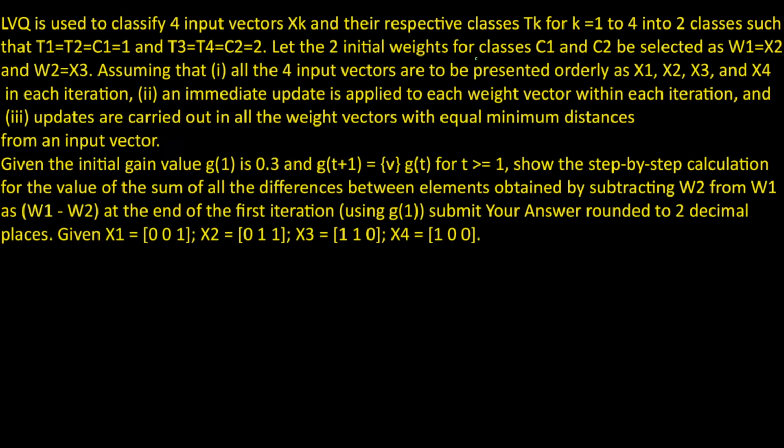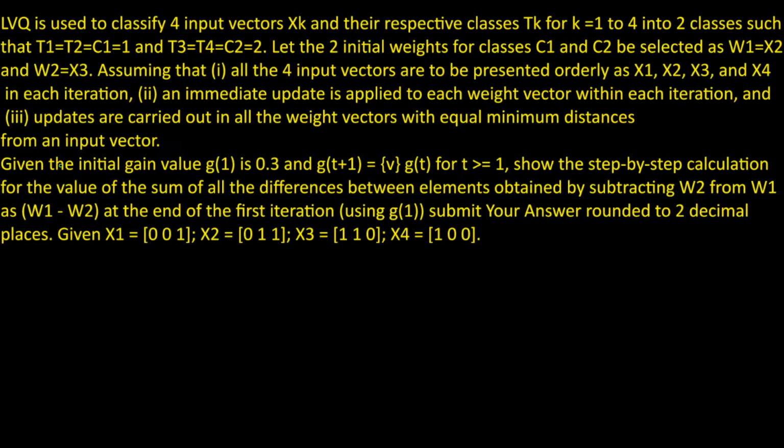Let the two initial weights for classes c1 and c2 be selected as w1 equal to x2 and w2 equal to x3, assuming that 1. All the 4 input vectors are to be presented orderly as x1, x2, x3 and x4 in each iteration. 2. An immediate update is applied to each weight vector within each iteration, and 3. Updates are carried out in all the weight vectors with equal minimum distances.